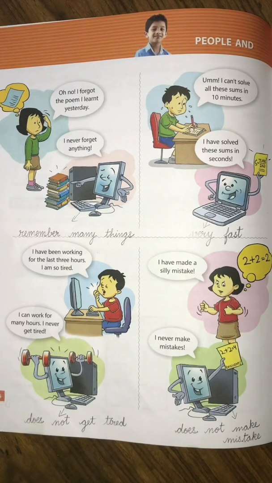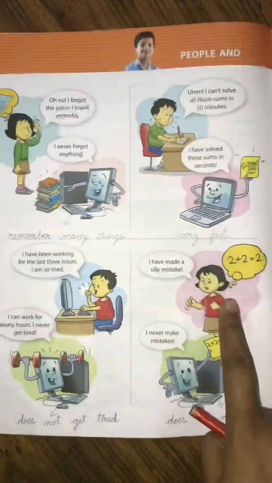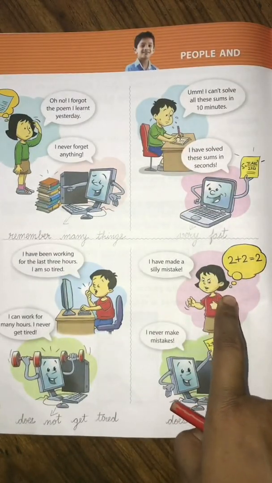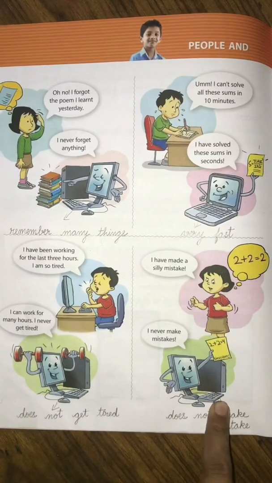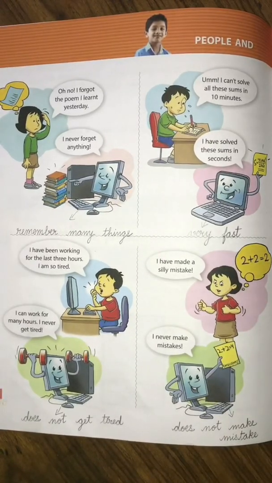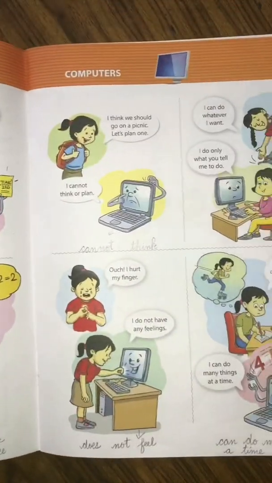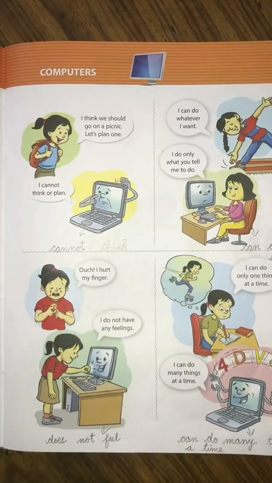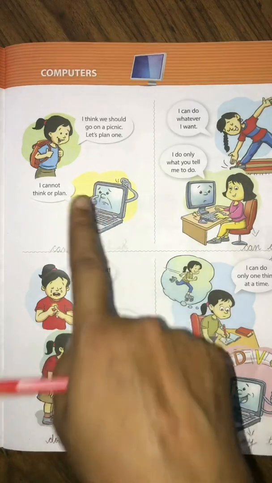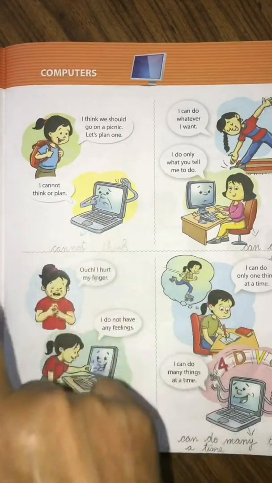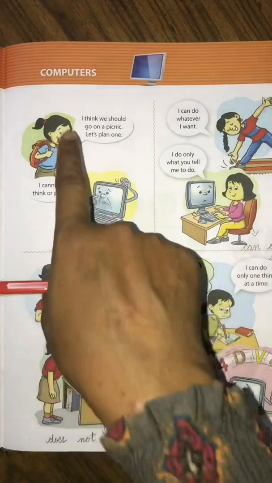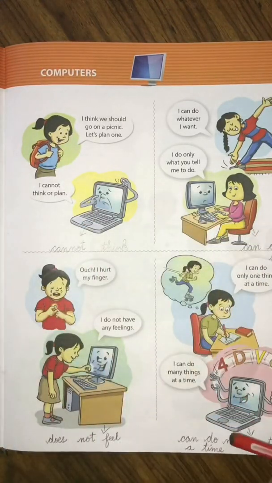Next, I have made a silly mistake. I never make mistakes. The girl is saying, I can make mistakes, I have made a mistake. But computer does not make any mistake. Next, I think we should go on a picnic, let's plan one. Now computer cannot plan, children. Computer cannot think. Clear? So we can think, but computer cannot think.